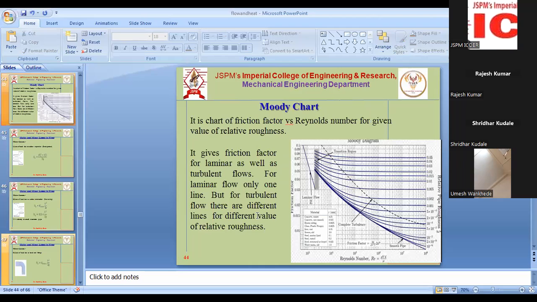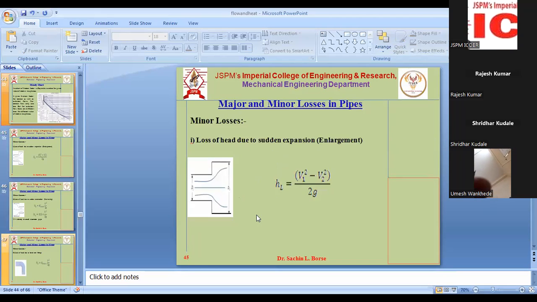So this is the Moody chart you need to use for finding the friction factor. What we are talking about here is for macro channels, channels more than 1 mm. Tomorrow we'll ask Dr. Agrawal sir to give more light on which equation we have to use for macro channel.